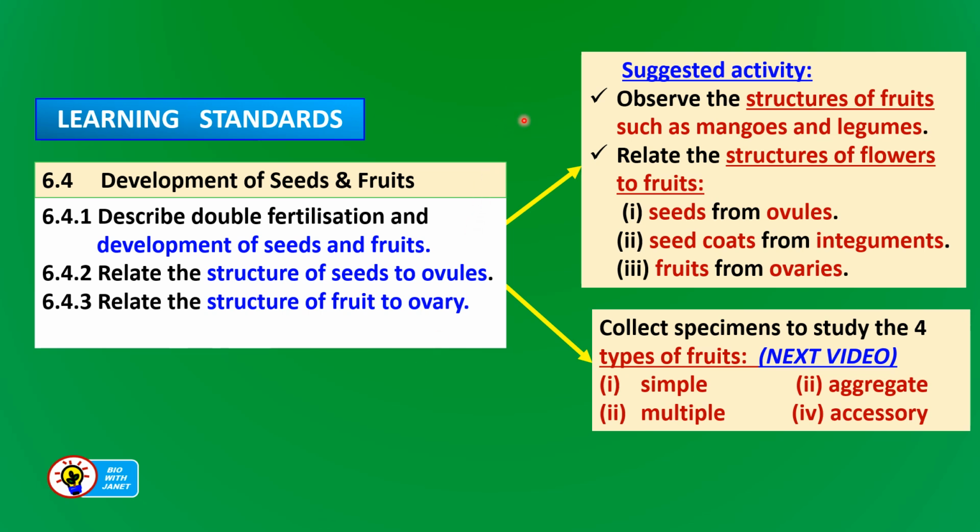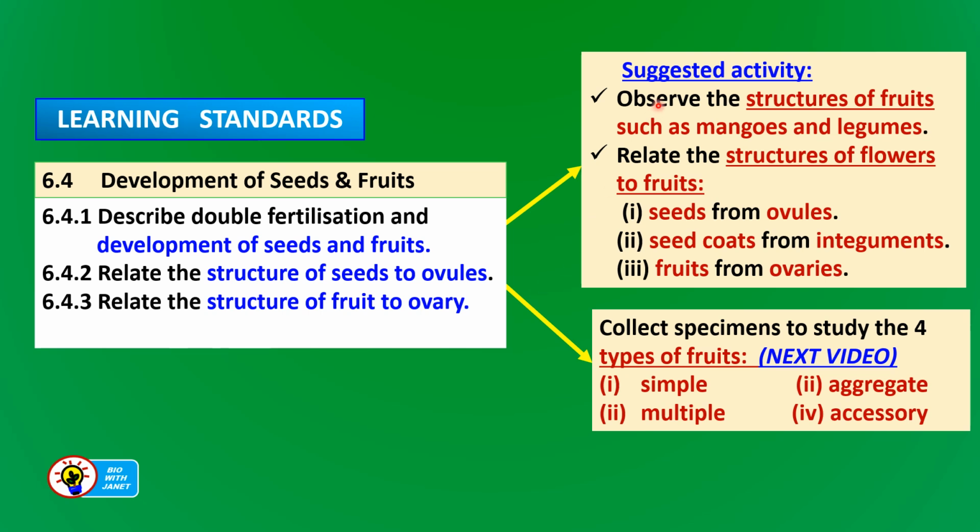The learning standards are as follows. 6.4 Development of seeds and fruits. Number 1, we should be able to describe double fertilization and the development of seeds and fruits. Double fertilization has been explained in the previous video, so we are now going to describe the development of seeds and fruits. Number 2, relate the structure of seeds to ovules and relate the structure of fruit to ovary.